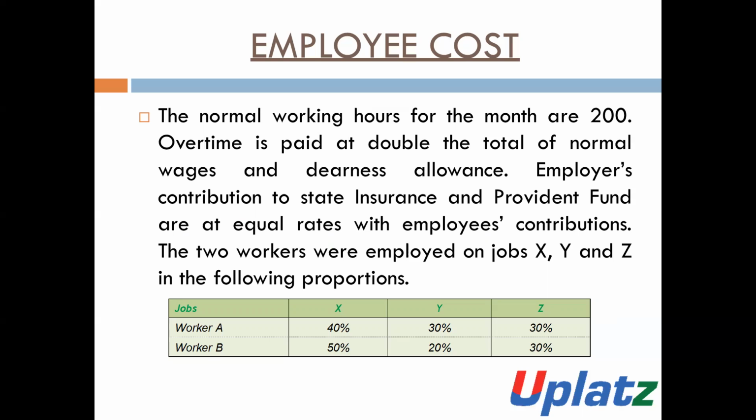This is the question, or this is an example. Now we will discuss the total earnings of Mr. A and Mr. B, and the allocation of employee cost to job X, job Y, and job Z.